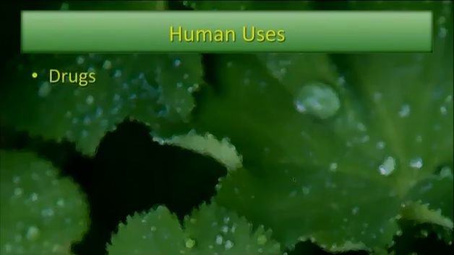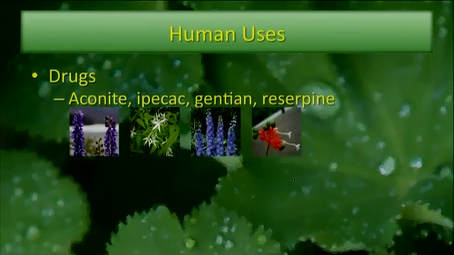Drugs, such as aconite, which is used in liniments. Ipecac, which is used as an expectorant. It kind of is used to make you vomit, right? And it's an emetic. Gentian is a tonic, and reserpine is a tranquilizer. Reserpine comes from the snakeroot plant.